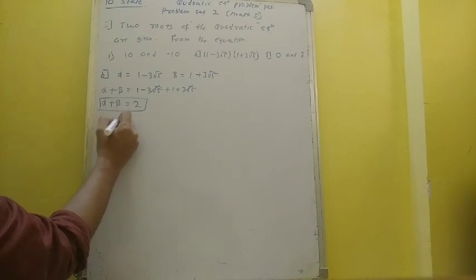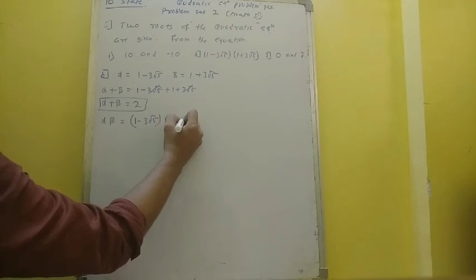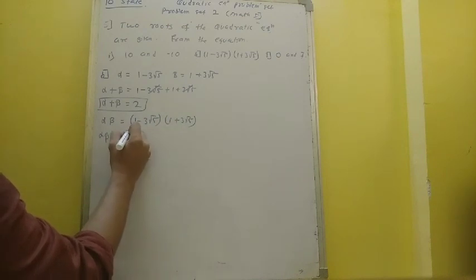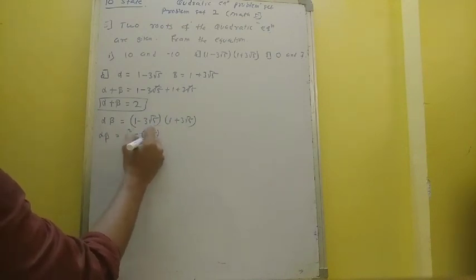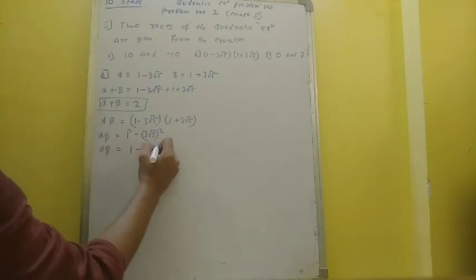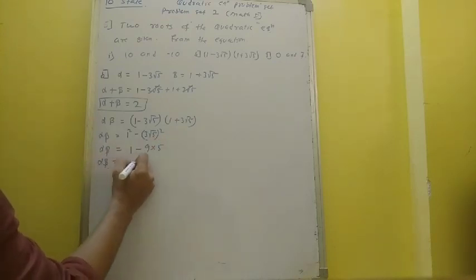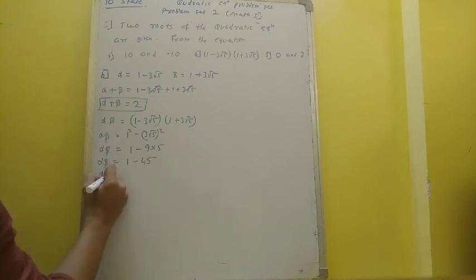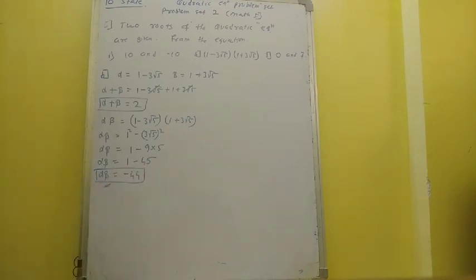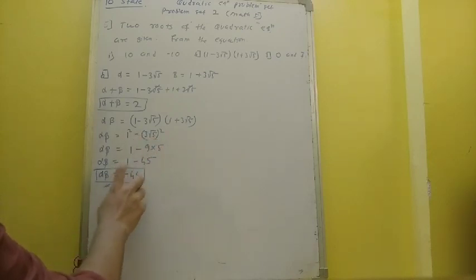Now the product of the roots. So alpha multiplied by beta. Alpha into beta is a minus b into a plus b, which is a square minus b square. 1 minus 3 square is 9, square root of 5 square is 5. 1 minus 9 fives are 45, which is minus 44. Okay, so a minus b, a plus b, a square minus b square: 1 minus 45 is minus 44.